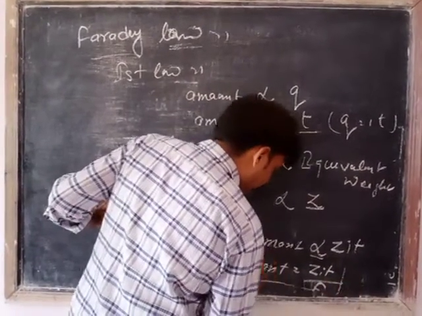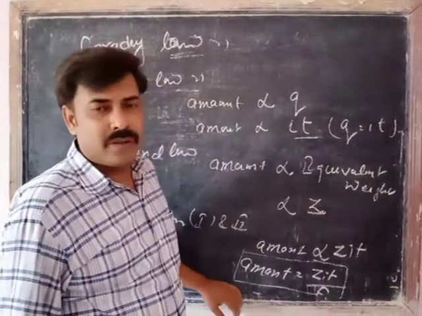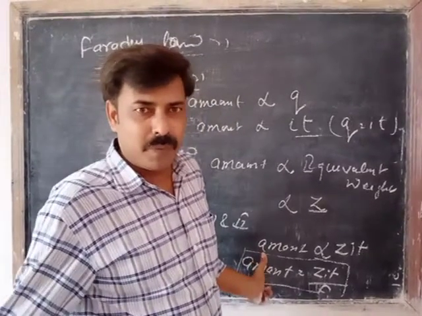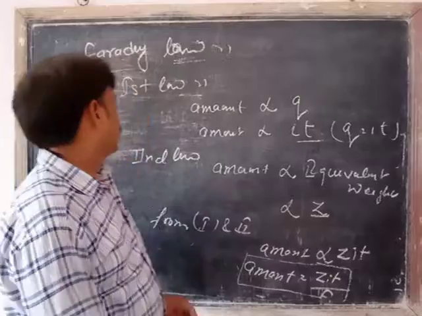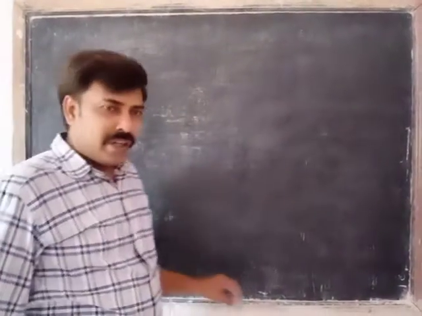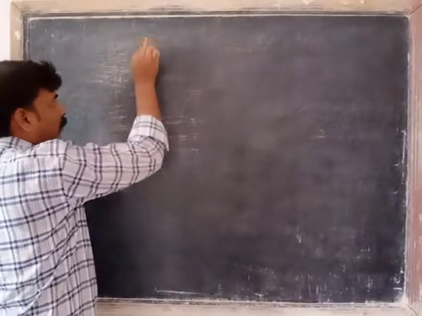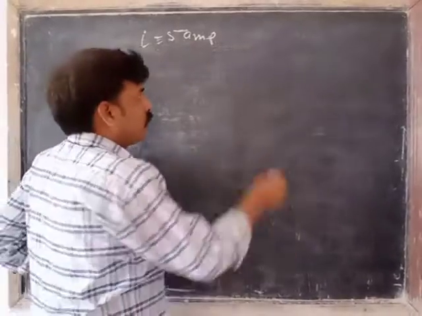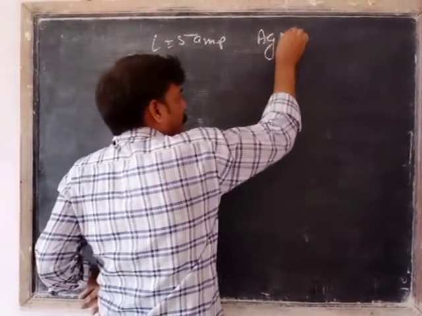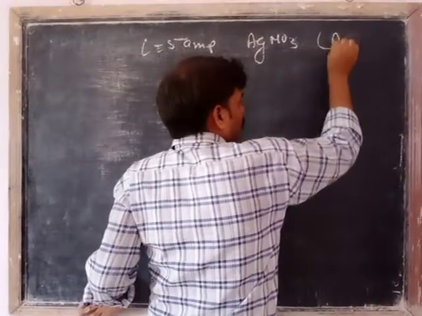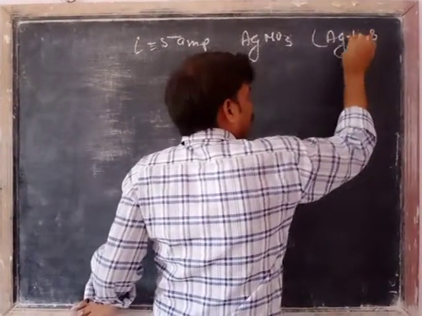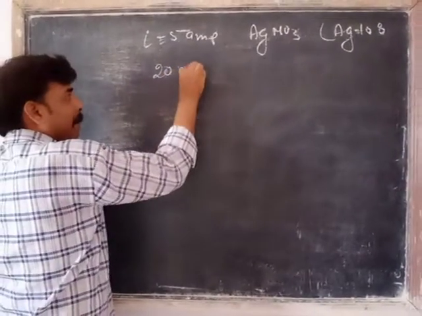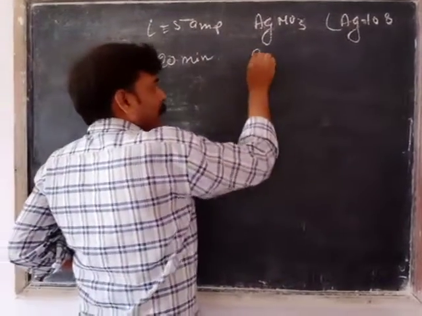We are seeing a question on it, and it is a very important topic from your board point of view. We will see one question, and again you will see some of the questions from your exercise and from other books. If a constant current of 5 amperes, that is I equal to 5 amperes, is passed through a silver nitrate solution, having atomic mass of silver 108, for 20 minutes. Find the amount of silver deposited.